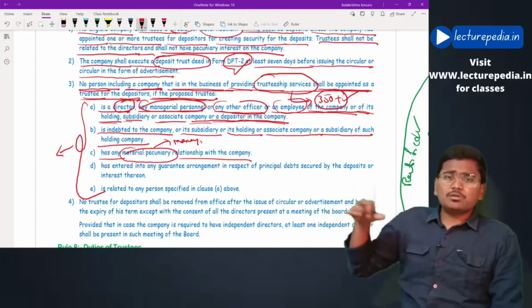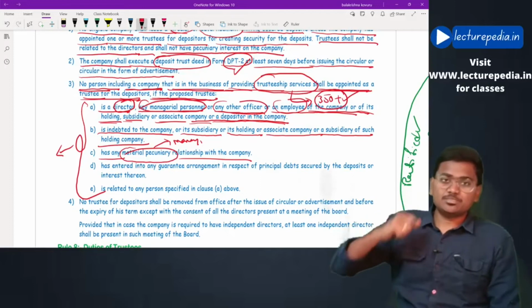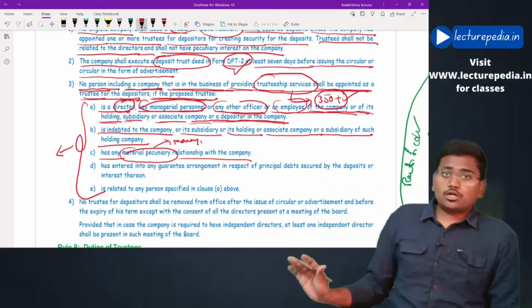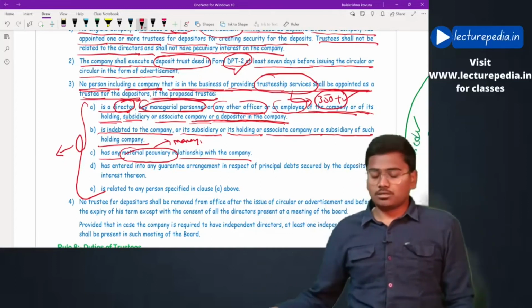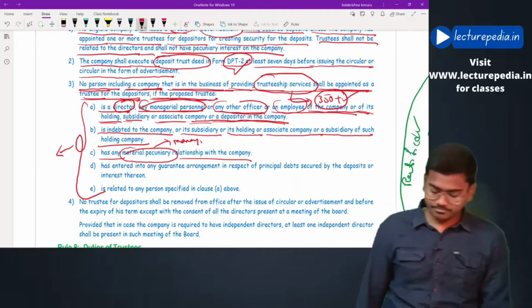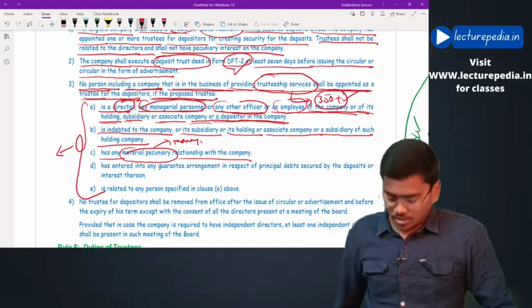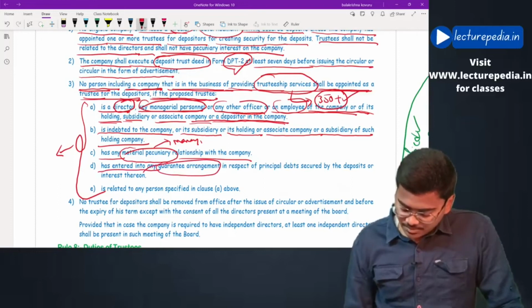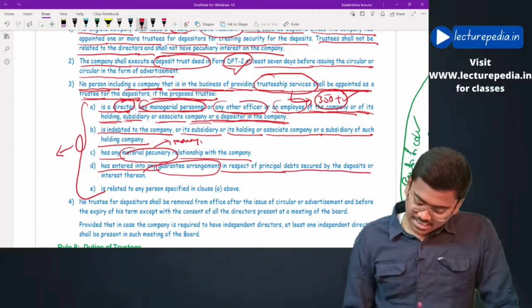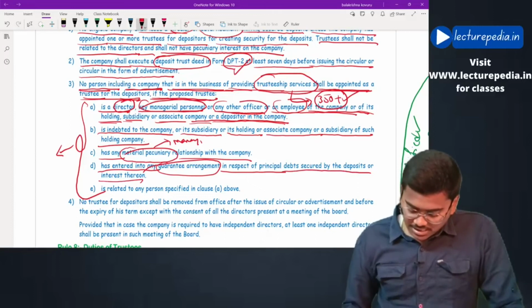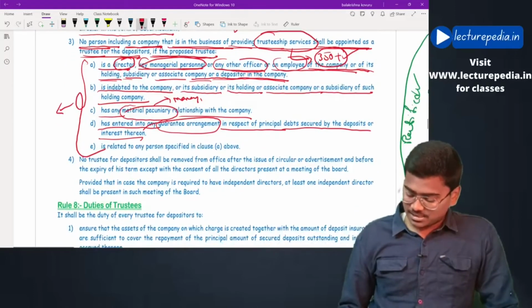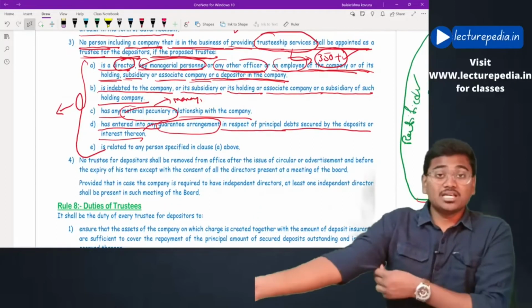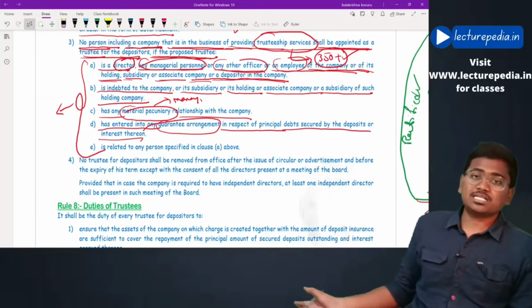Okay, all these will be coming under pecuniary relationships. If the trustee has a pecuniary relationship, then you should not appoint such a person as a trustee of your company, trustee for the deposit holders. Next, has entered into any guarantee arrangement in respect of principal debts secured by the deposits or the interest thereon. In case the trustee has given any guarantee on behalf of the company, even in that case you should not appoint such a person as a trustee.